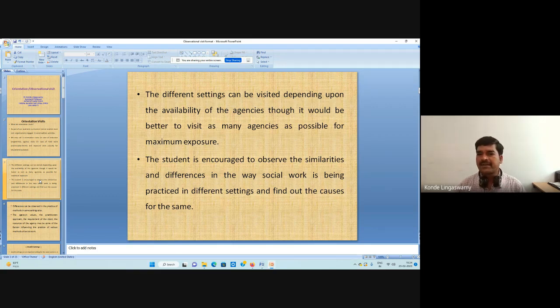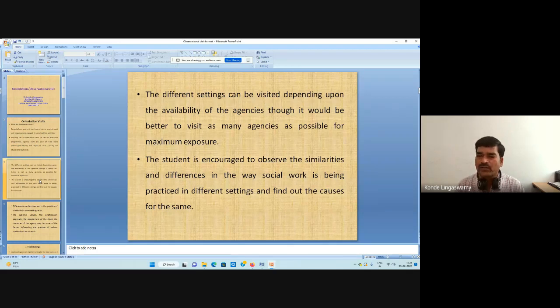The different settings can be visited depending upon the availability of the agencies. Yesterday we discussed, based on your availability, you can visit the agencies, though it would be better to visit as many agencies as possible for maximum exposure. The student is encouraged to observe the similarities and differences in the way social work is being practiced in different settings and find out the causes for the same.